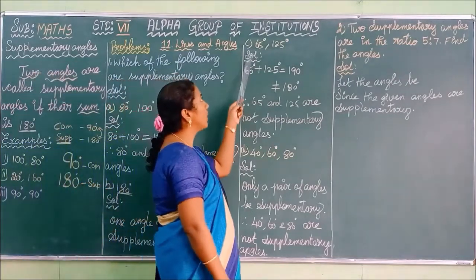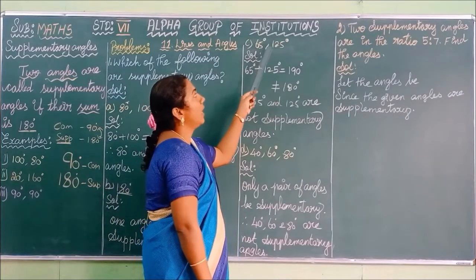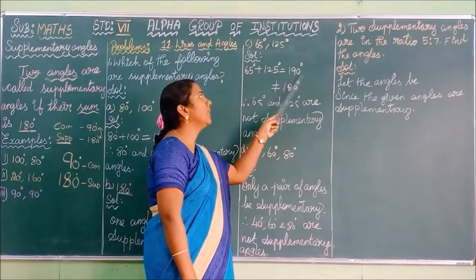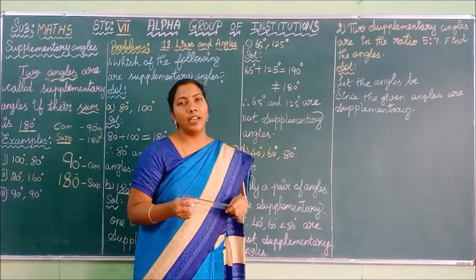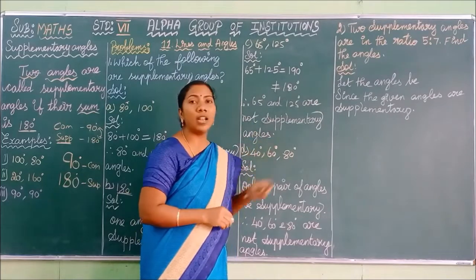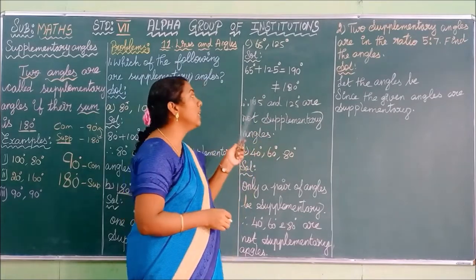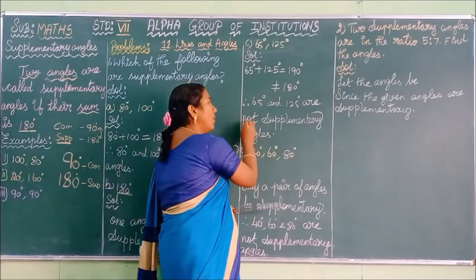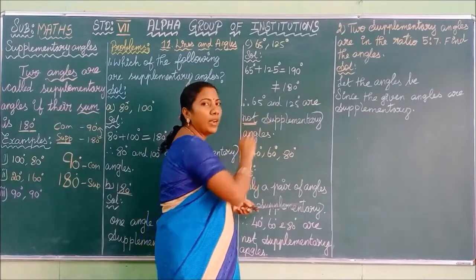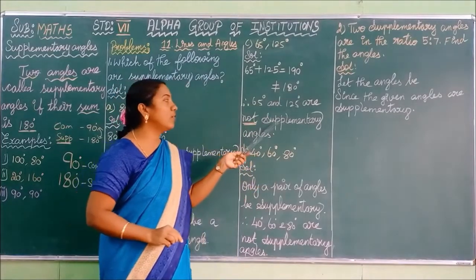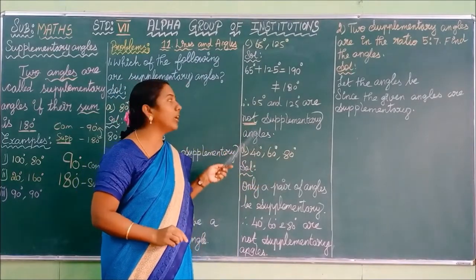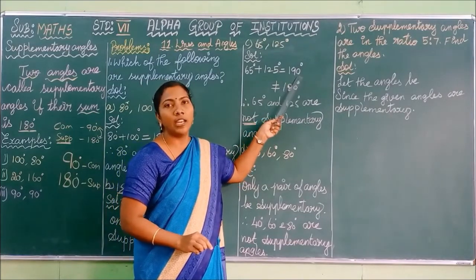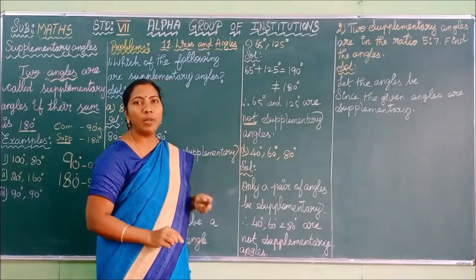See the next one, subdivision C. 65 degree and 145 degree. If you add these two angles, you get the answer 210 degree. It is not equal to 180 degree. So we can say 65 degree and 145 degree are not supplementary angles. As per the definition of supplementary angles, we have to get the sum 180 degree, but here we did not get it. So these are not supplementary angles.